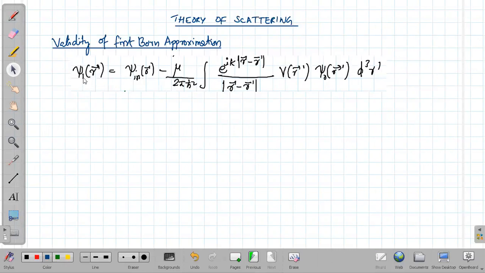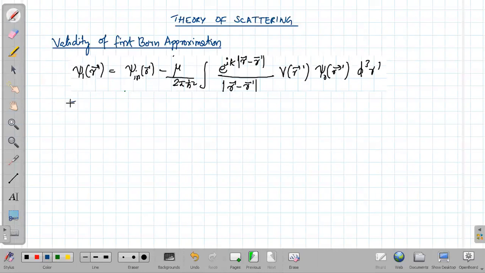Remember, this is a series solution for the wave function, and in the series solution we have truncated; we have taken only the first two terms, and neglected the third term onwards. Why have we neglected the third term onwards? Because even the second term is very small compared to the first term. If the second term is slightly larger, or if the second term is dominant, then we have to take the third term also. That means we have to go for the second order Born approximation. So the first Born approximation is valid only if this second term is very small compared to the first term.